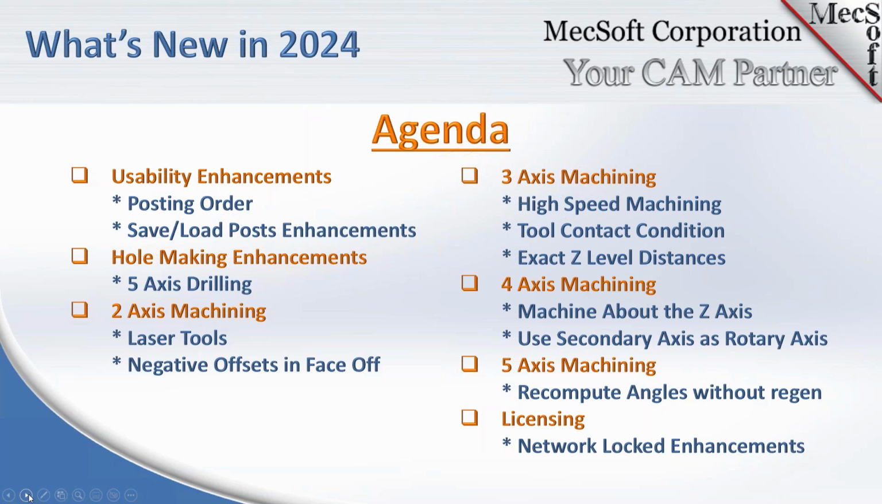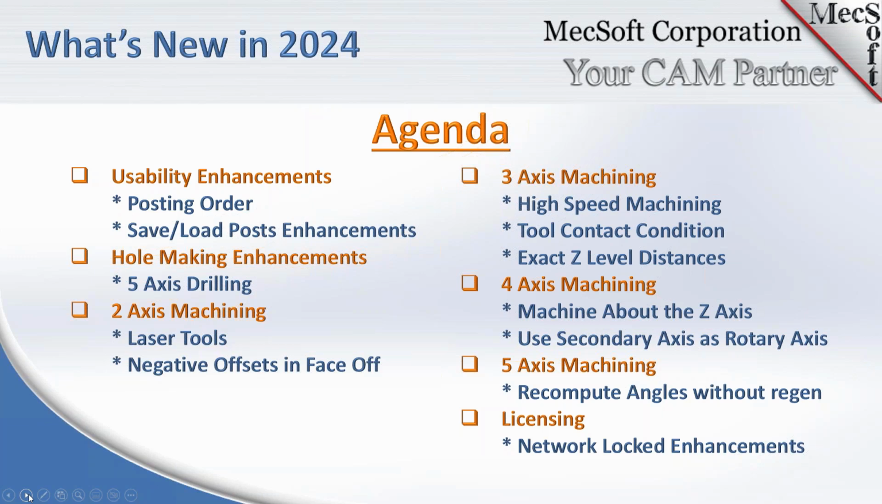A new method has been added. And then we also talk about changes in the 2-axis machining methods. Laser tools has been added, allows you to do laser machining operations. Negative offsets and face-off. It's some minor enhancement in the face-off operation.